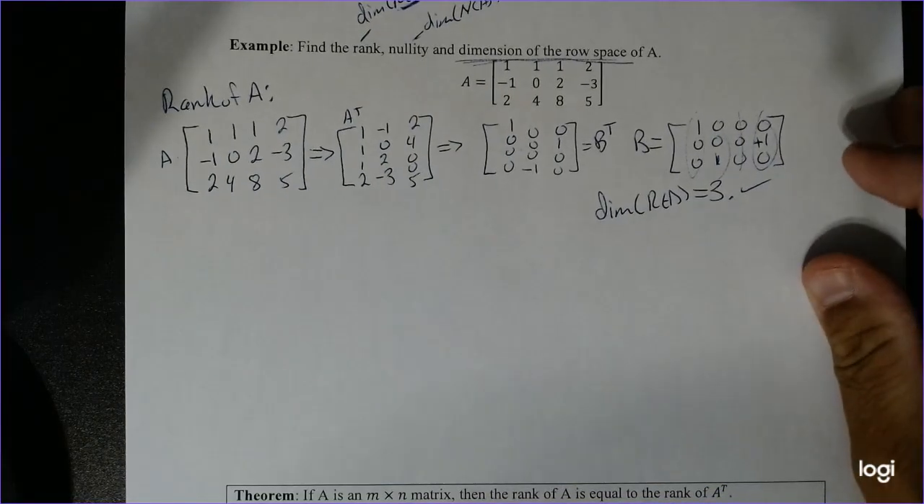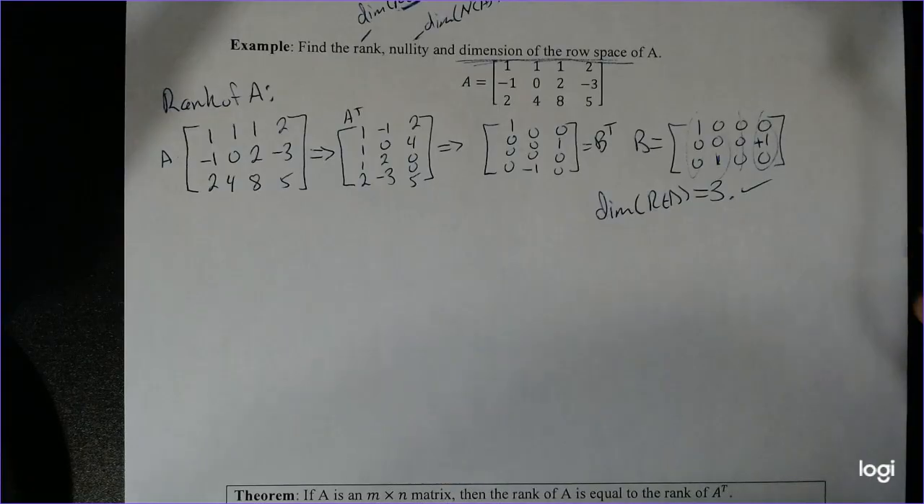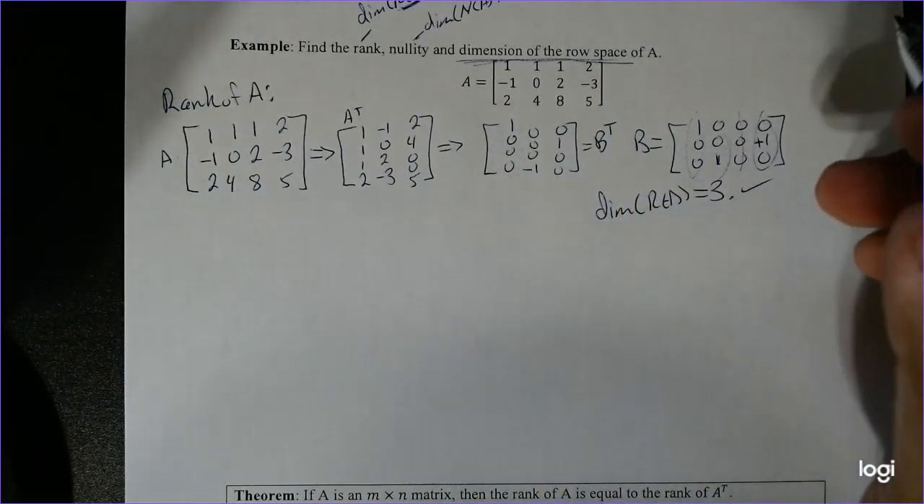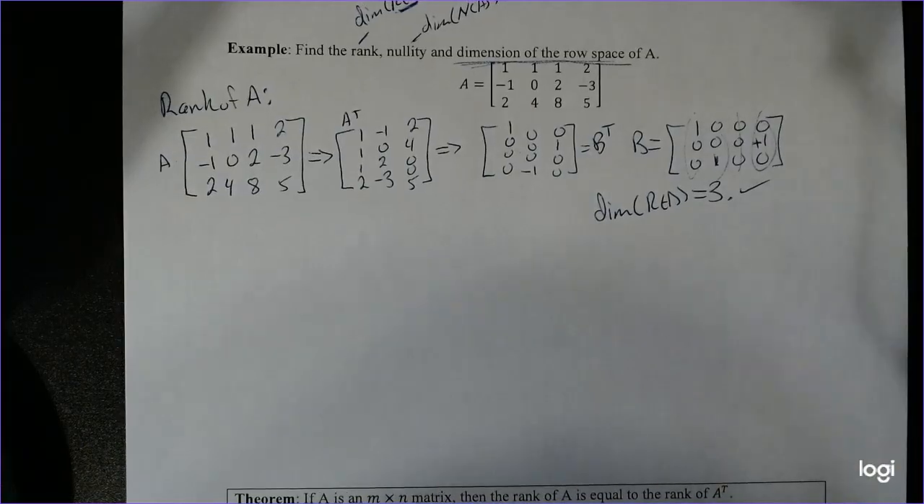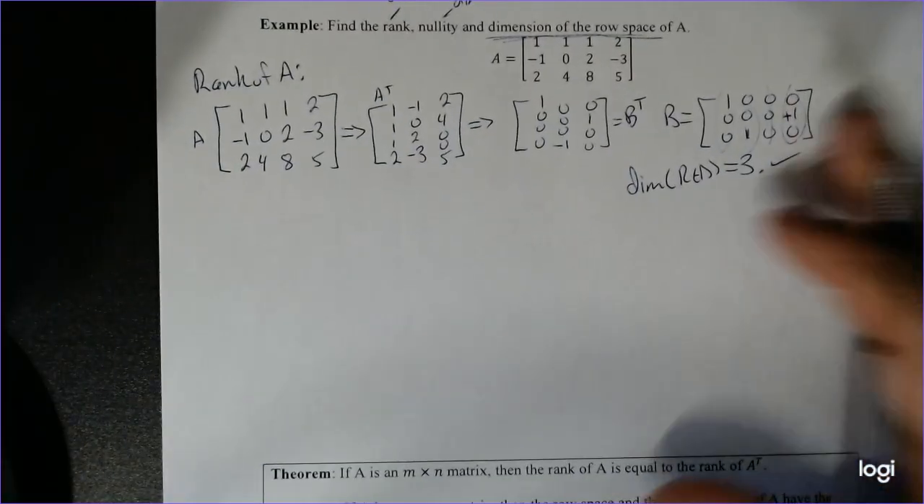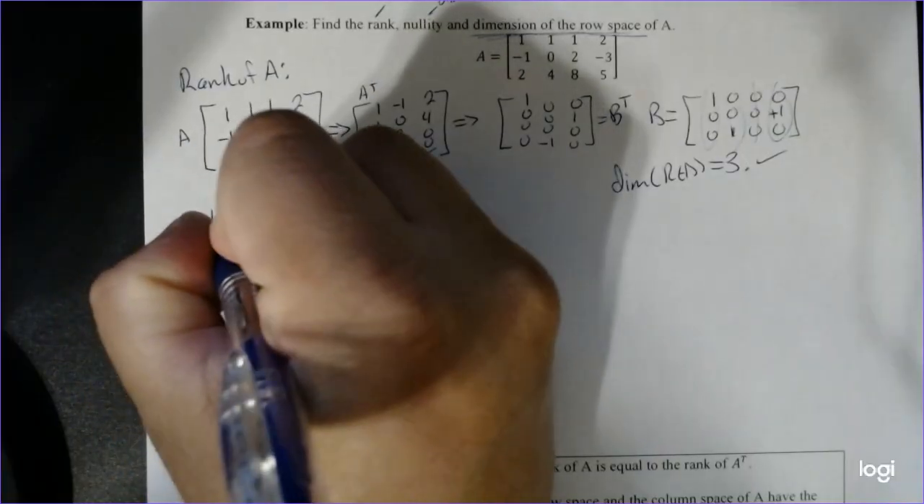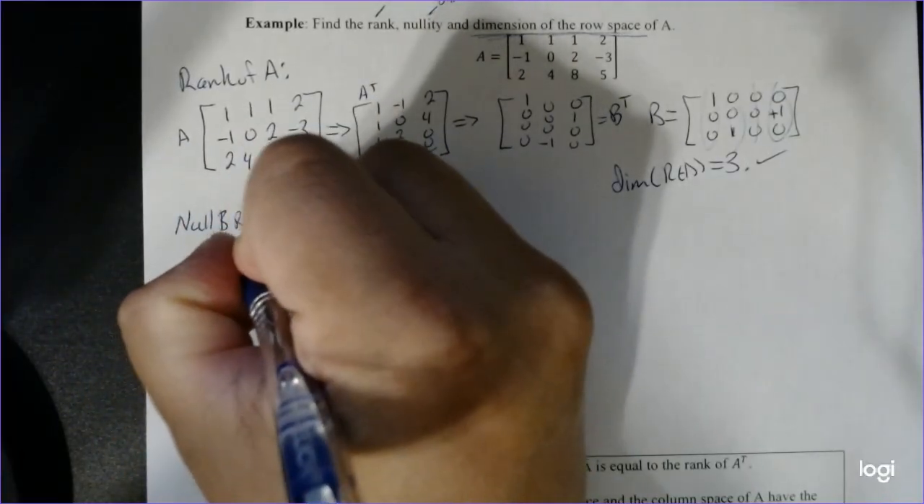Good. Okay. All right, so now let's do the other ones. So nullity and the dimension of the row space of A. Okay, so we could actually do that one a little bit together. All right, so null and row space.